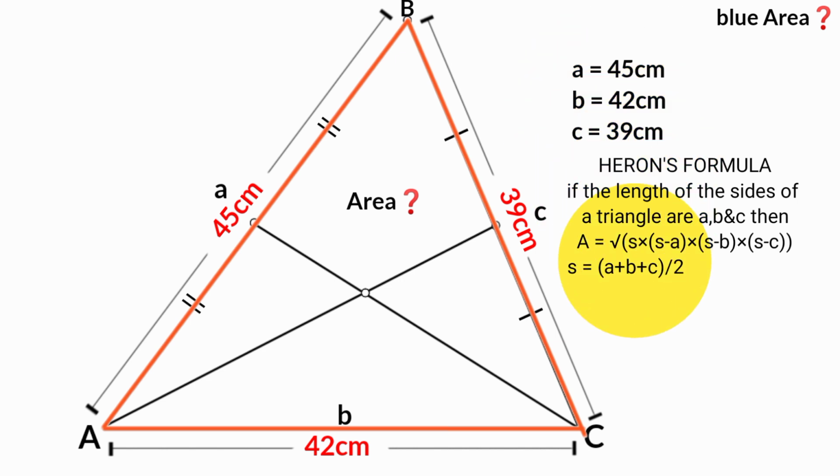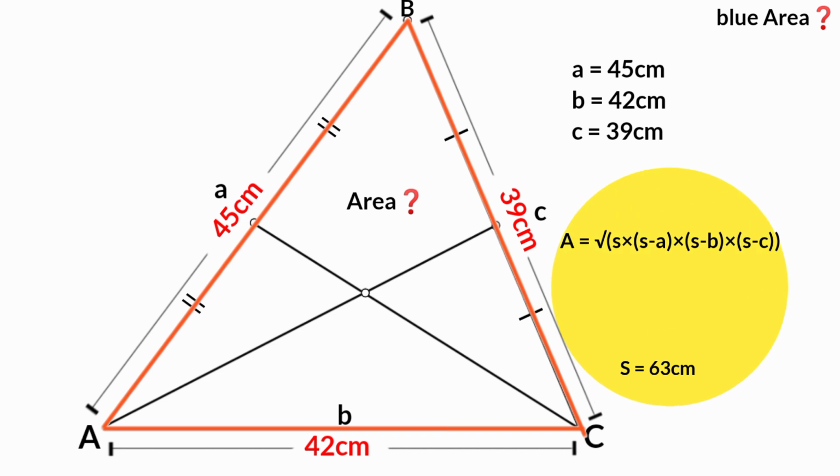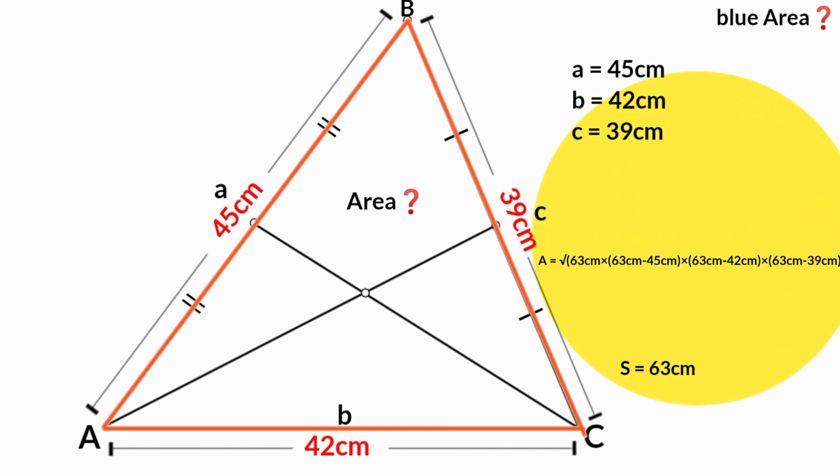If we substitute that here, S equals 45 centimeters plus 42 centimeters plus 39 centimeters all over 2. 45 plus 42 plus 39 is 126 centimeters. 126 centimeters divided by 2 is 63 centimeters. So S equals 63 centimeters. If we substitute all the values now, area equals the square root of 63 times 63 centimeters minus 45 centimeters times 63 centimeters minus 42 centimeters times 63 centimeters minus 39 centimeters.